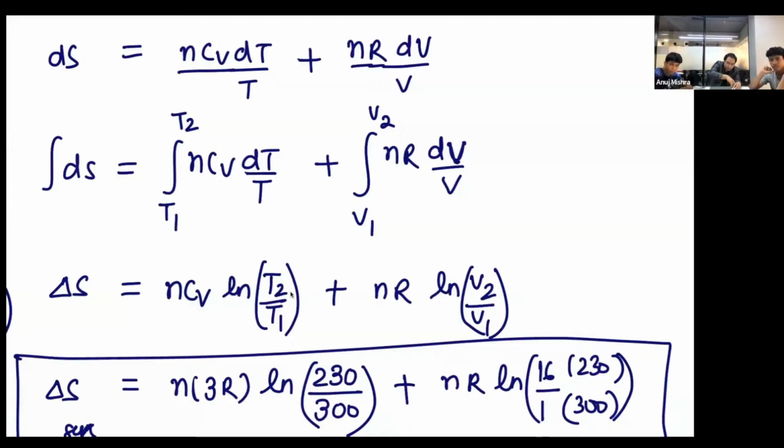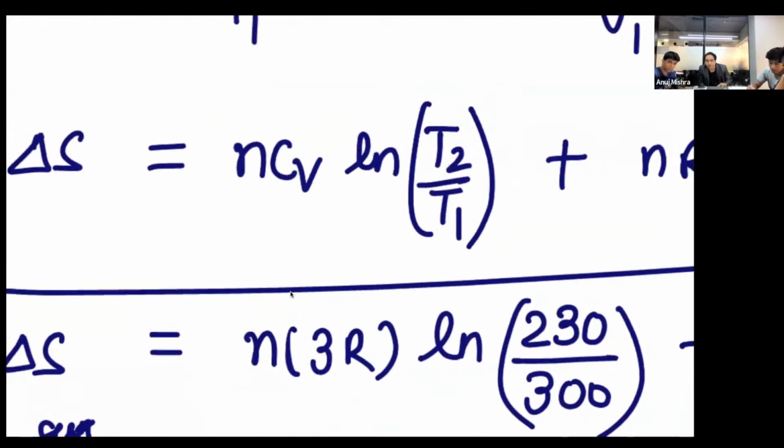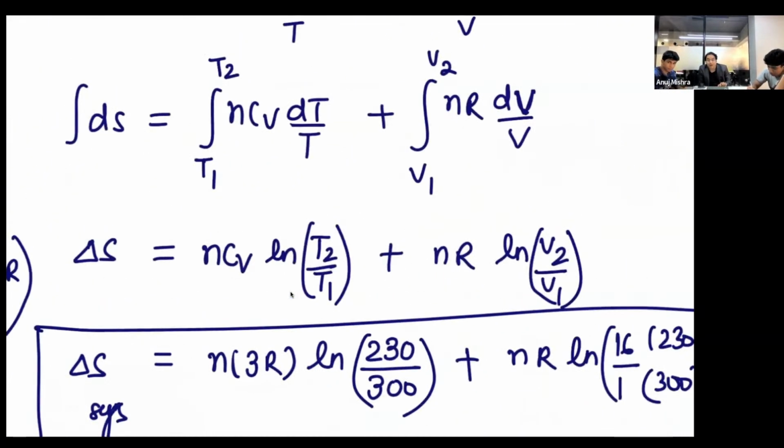So you can put values. It becomes 3 nR ln 230 by 300. देखो, 230 क्यों लिखा मैंने? Because T2 is 230. And what is T1? Check this part first. T1 was 300. Correct pattern formula. Is that okay? Second side, nR ln V2 by V1.